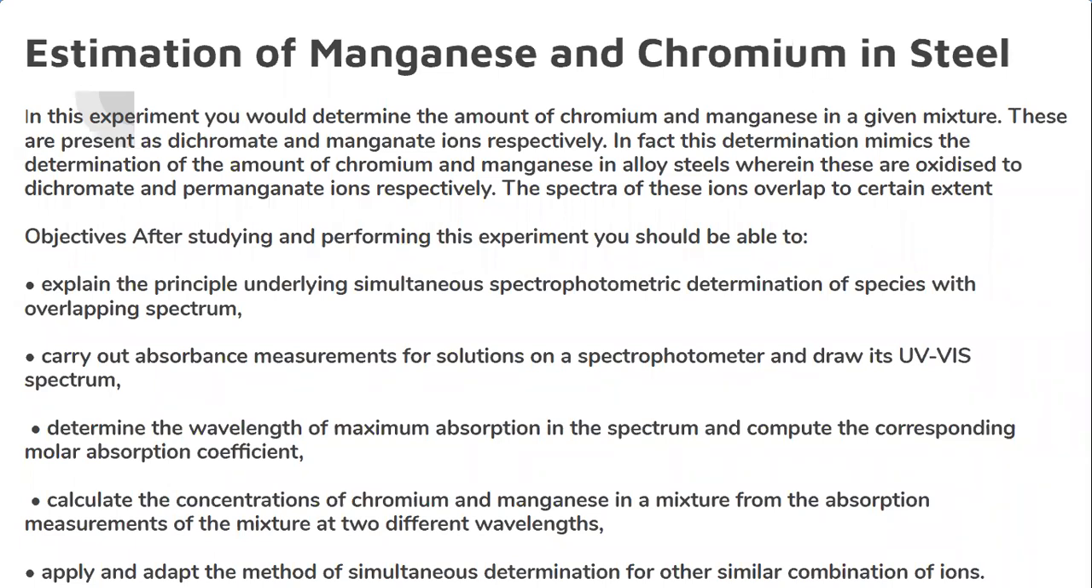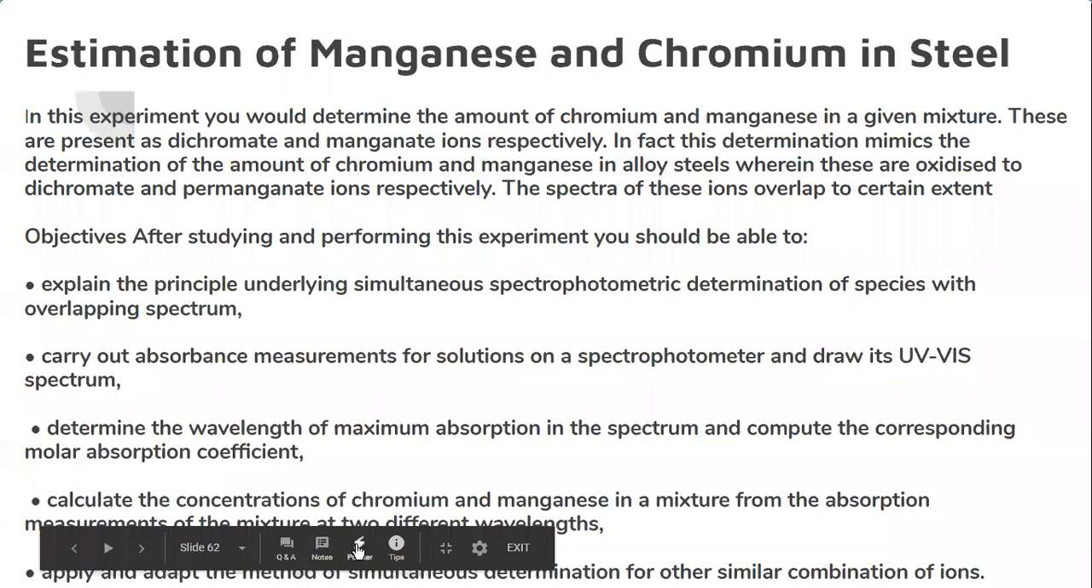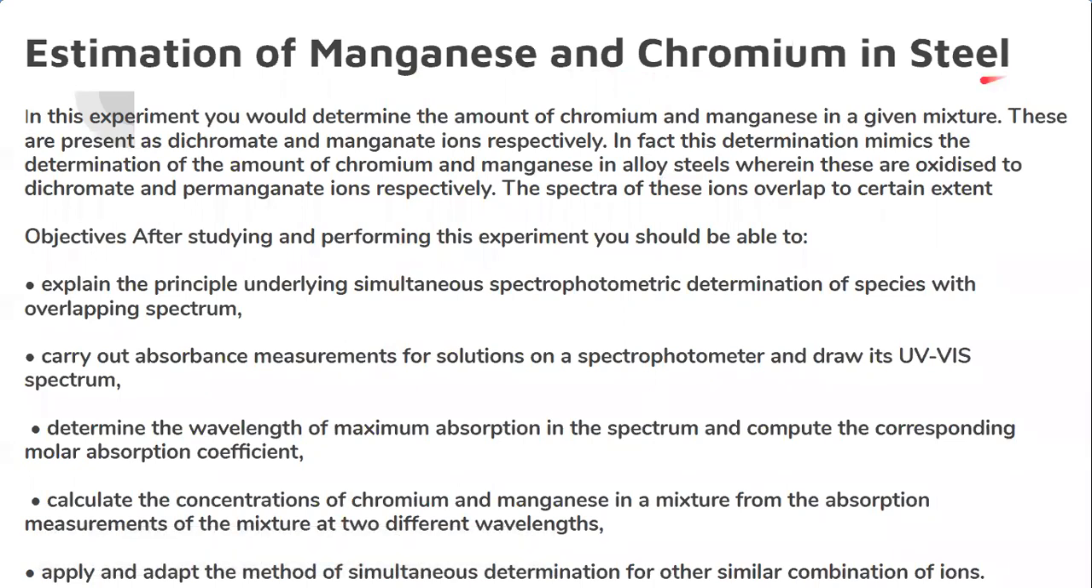So today we are going to learn another application of spectrophotometry, that is estimation of manganese and chromium in steel. Before going to this, what is the composition of steel? Steel is an alloy metal, alloyed with iron and less than 1% of carbon. Along with it may contain some amount of chromium, manganese, as well as nickel and other elements also. The incorporation of chromium and manganese imparts strength to steel.